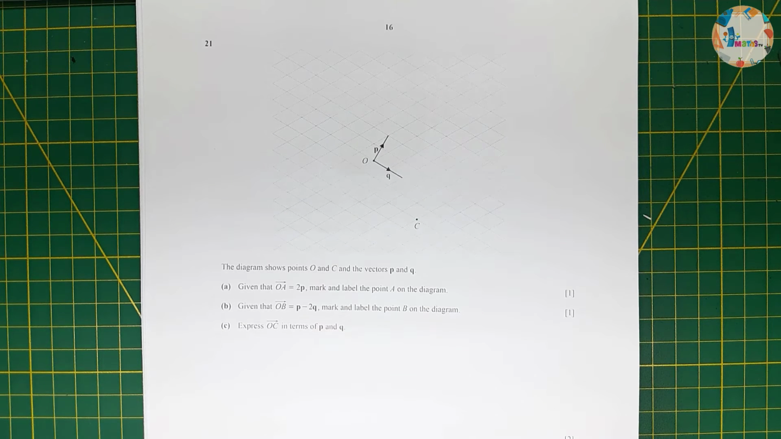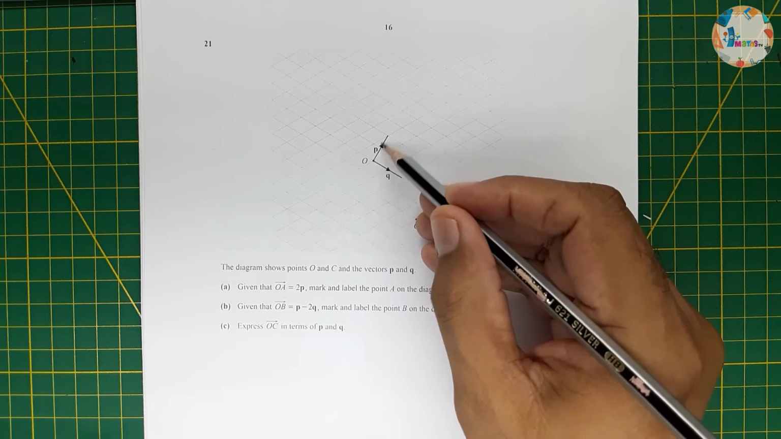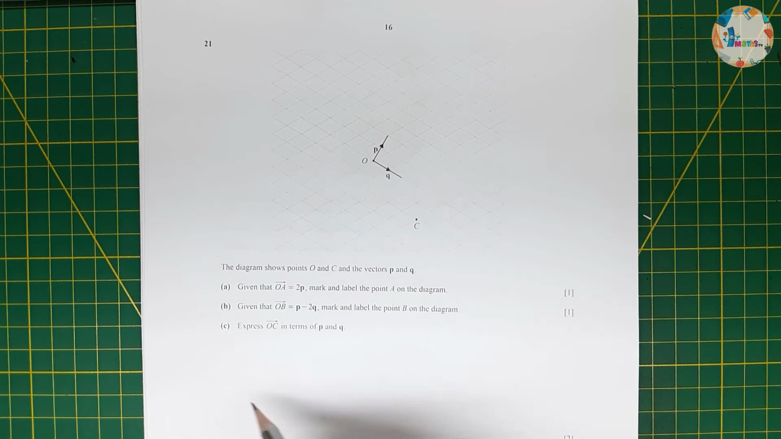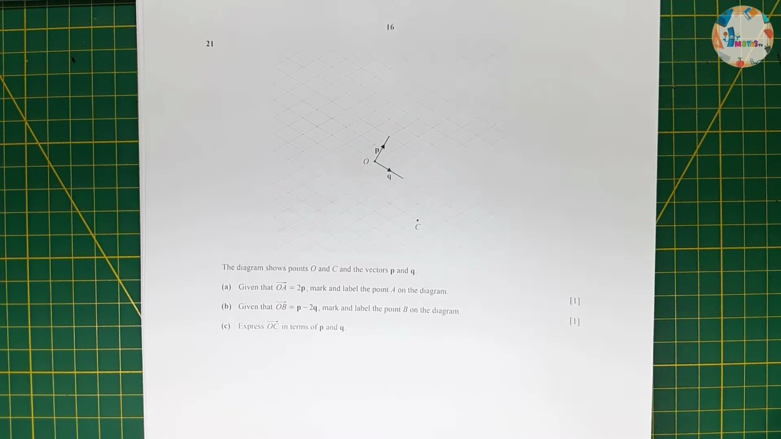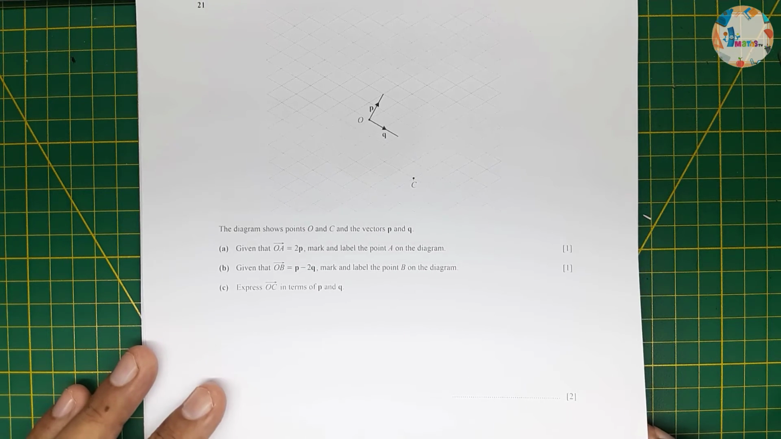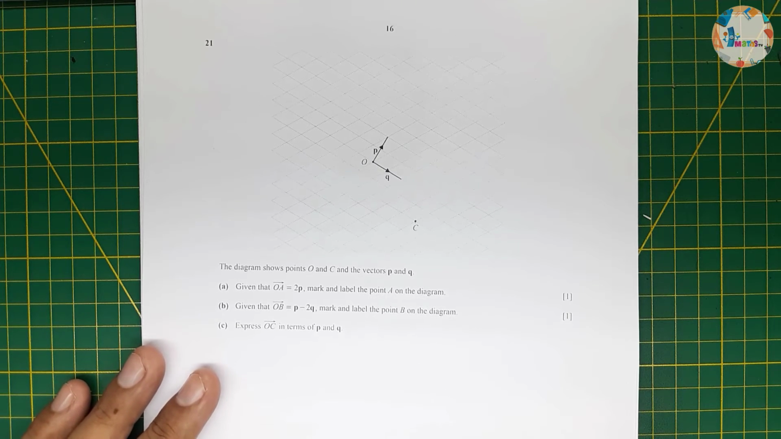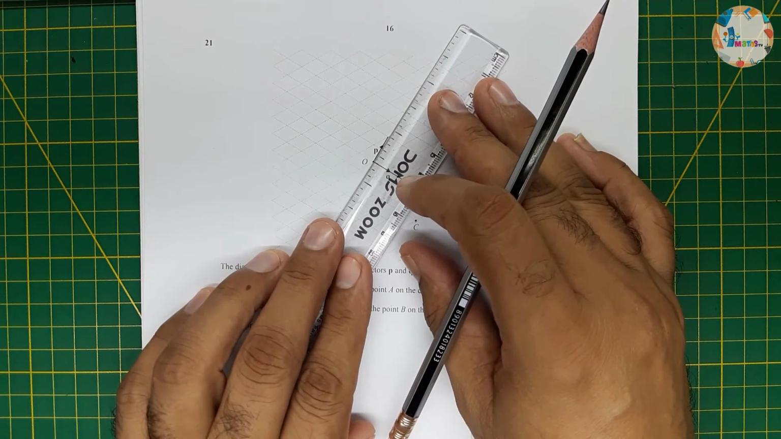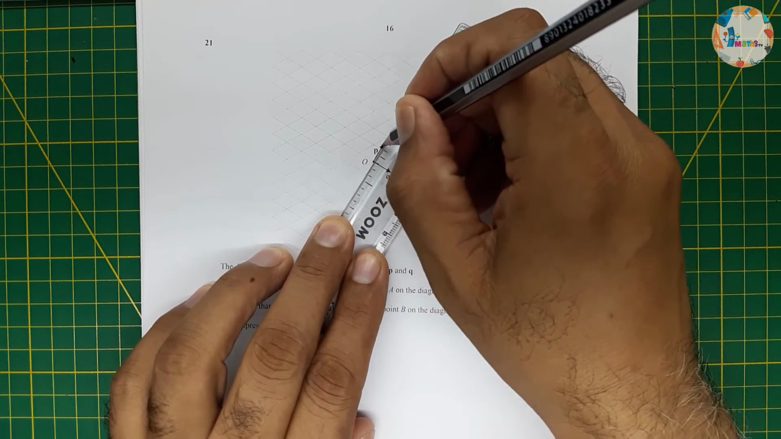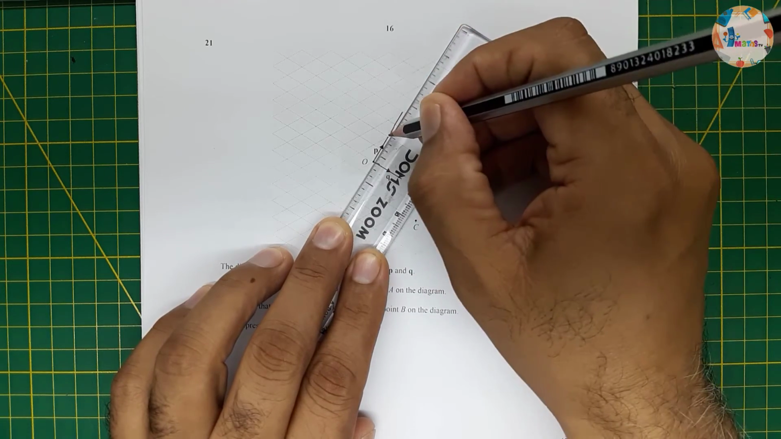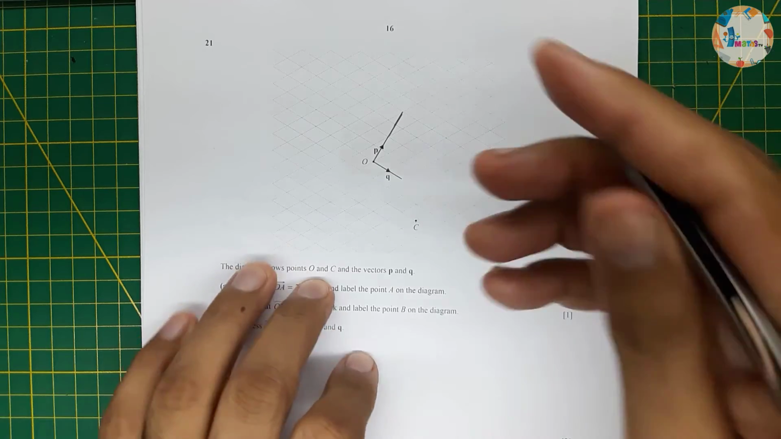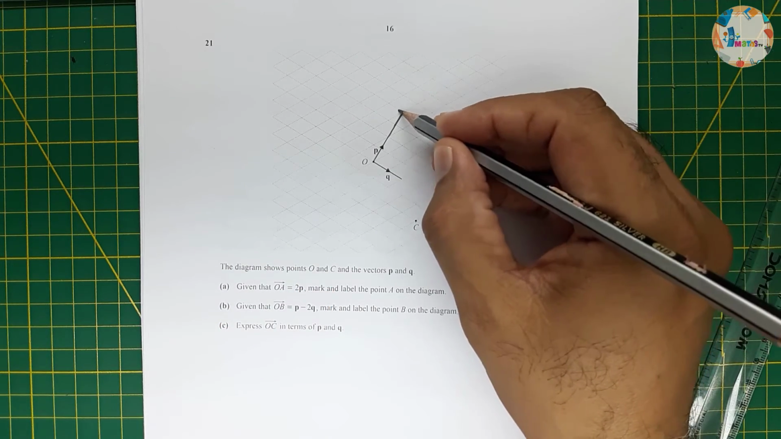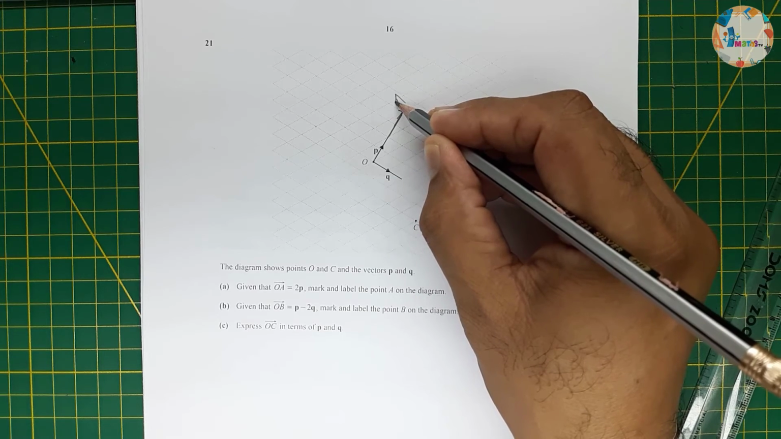Now this is question number 21. They have provided a vector drawing for this one. O is this point, P is this vector, Q is this vector, C is this one. And they are saying given that OA is equal to 2P. So 2P means we have to double the distance of P. We'll keep the same direction, and doubling this will be up to this one. So this will be the point they are asking for. So this will be point A.